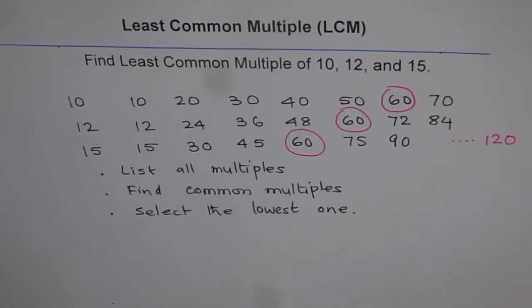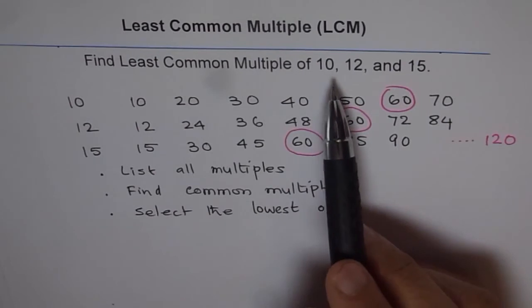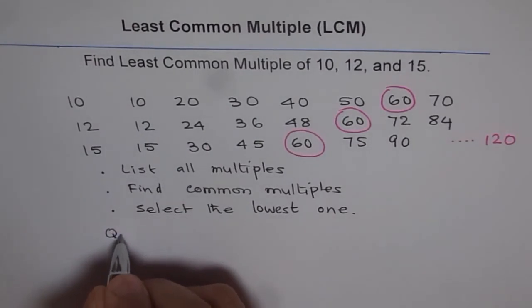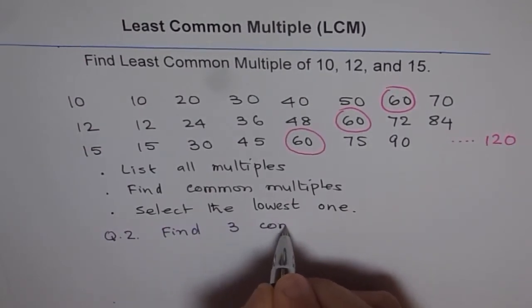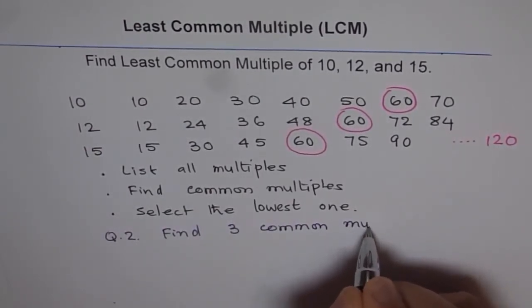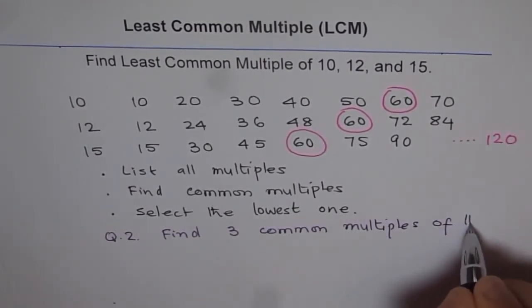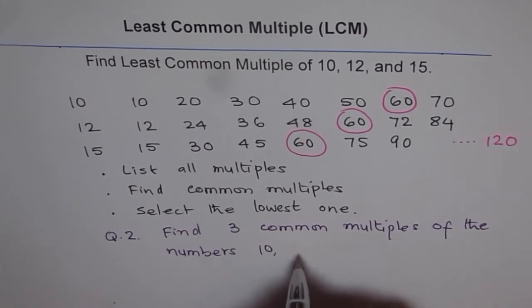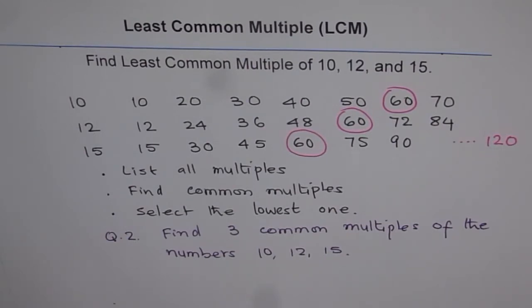Now, as an exercise, can you tell me the next three common multiples of 10, 12 and 15? Take that as a question. So the question before us now is question number 2. Find 3 common multiples of the numbers 10, 12, and 15. Also write down the way in which you found it.